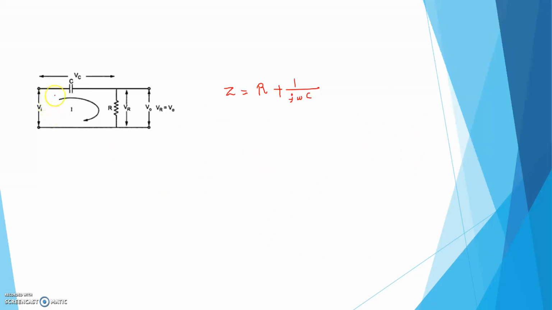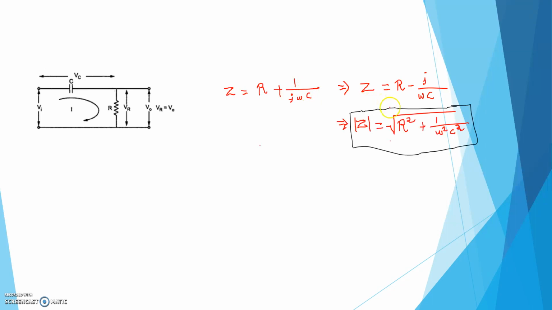So see, this is one capacitor and resistor connected in series. We are taking the output voltage across the resistor and we are providing input voltage here. So what is the impedance of the whole circuit? Z equal to R plus 1 by j omega c, as you know. So we can write this as Z equal to R minus j by omega c, because 1 by j equal to minus j. Clear?